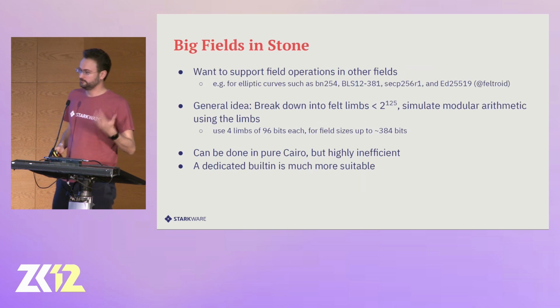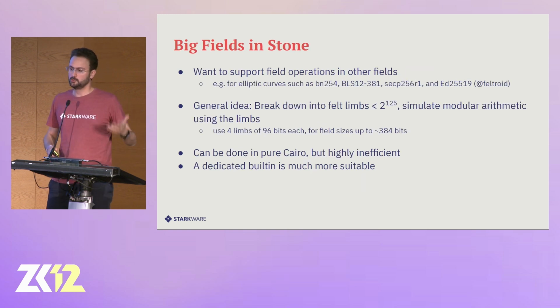So one example of a thing that we want to do is to allow field operations in other fields other than our native Cairo field. For example, for computing elliptic curve operations for cryptography on curves such as BN254 or SECP or BLS12-381. All of these are in Garaga, the library.